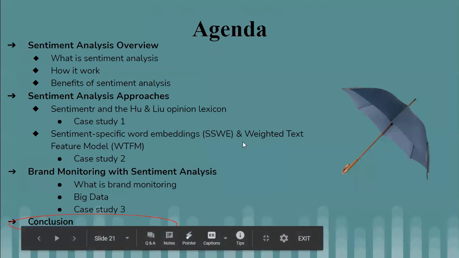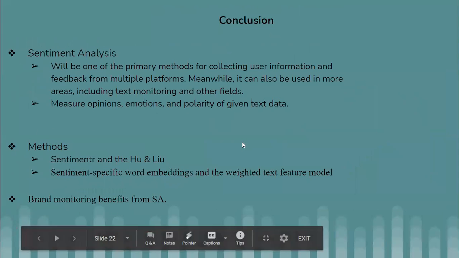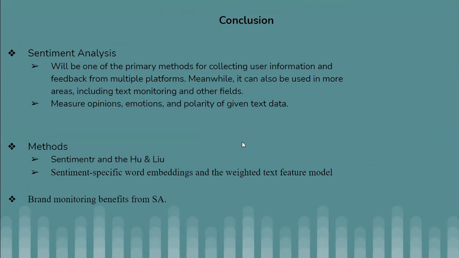So now we'll go to the conclusion, just a summary of what we talked about. What we presented today was what sentiment analysis is, and then the methods used to actually develop sentiment analysis. We talked about the methods, which were SentiR, and then Hu and Liu lexicons, and then sentiment-specific word embedding, and then the weighted text feature model. And then we discussed the benefits of brand monitoring with sentiment analysis.